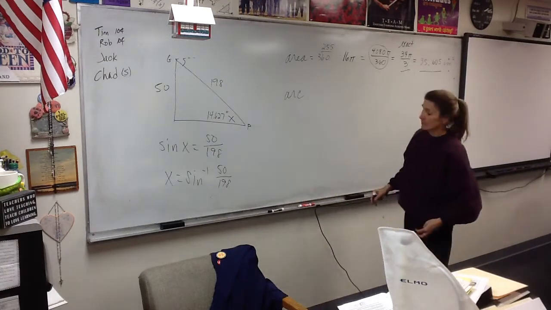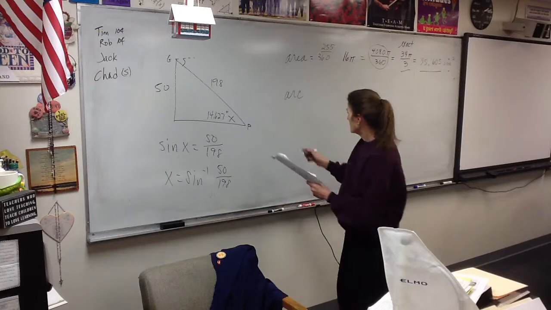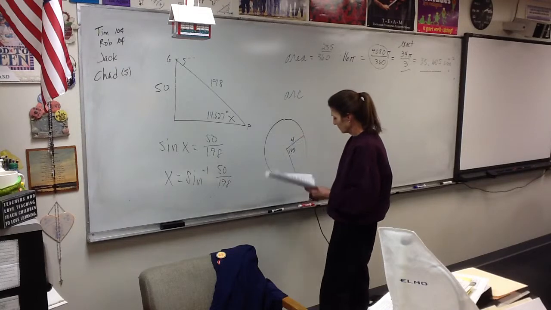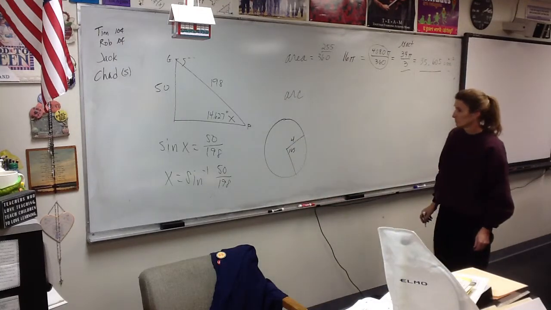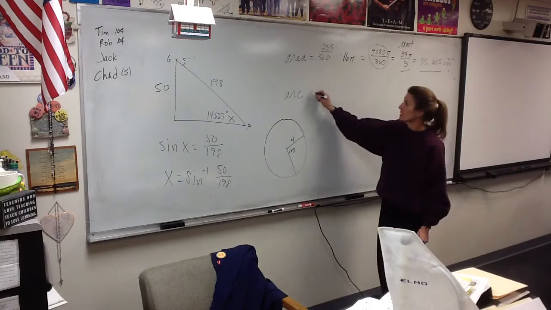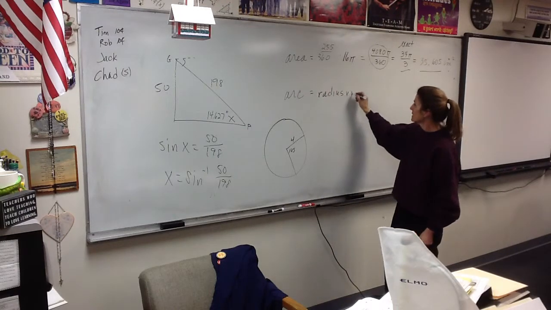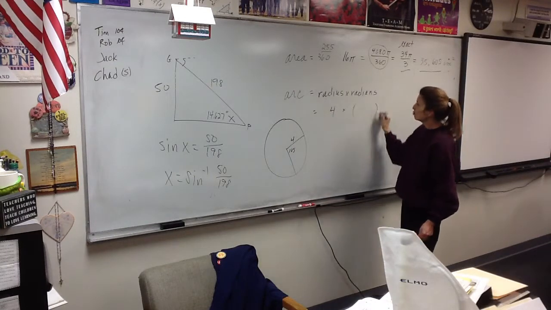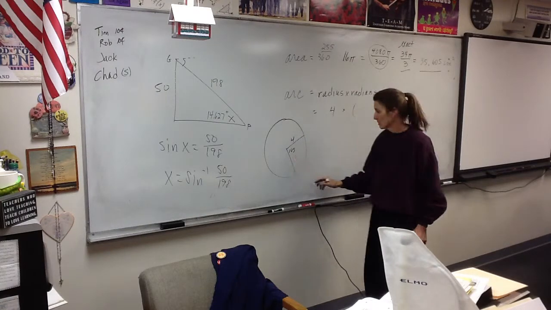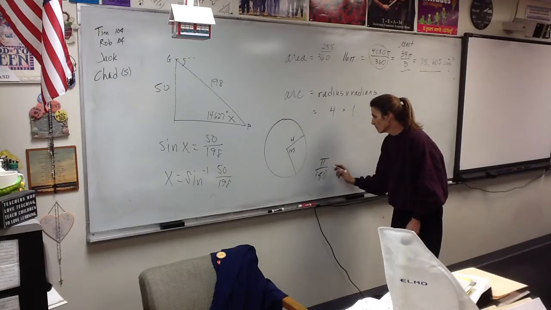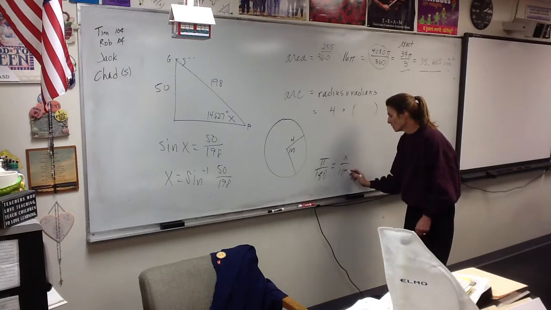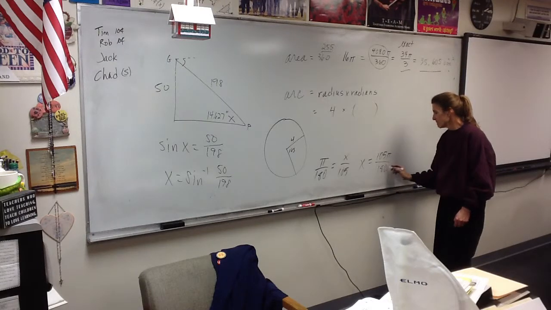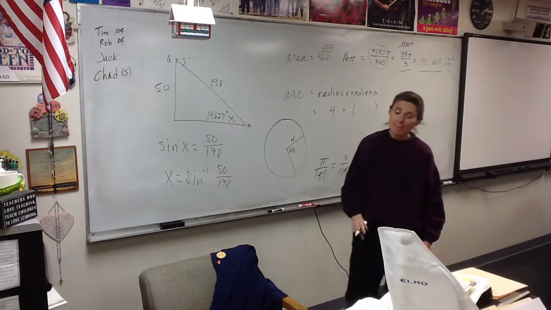Now I want the arc length. This time I do want the arc that's created by the 105. So I remember arc length equals radius times radians. I do know that my radius is 4. I have a problem though, because this is a degree measure. So over to the side, pi over 180 equals something over 105. So x equals 105 pi over 180, which I can reduce by hand.